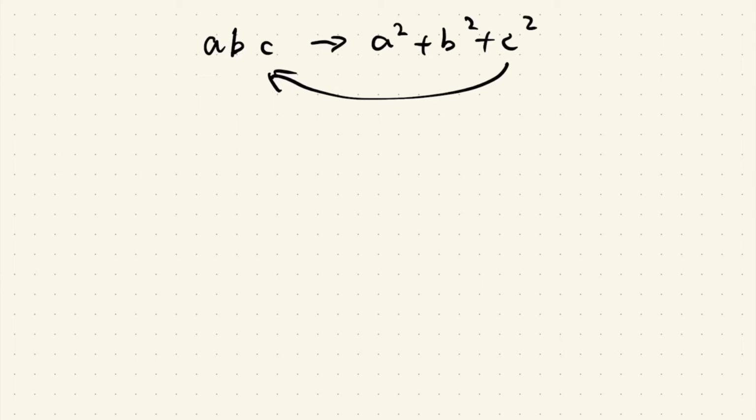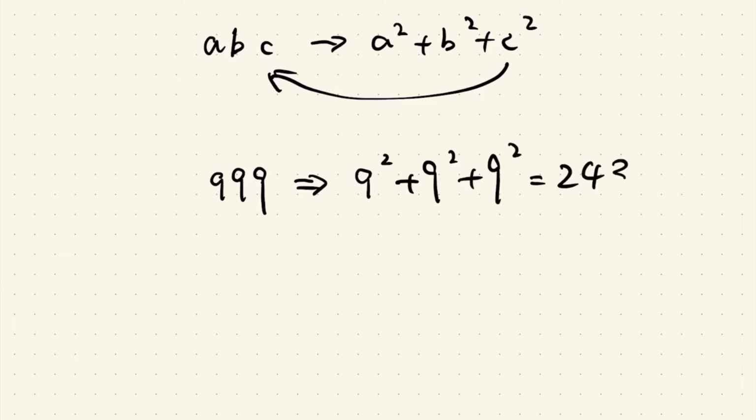Let's put an extreme case. Let's assume the start number is 999. The next will be 9 squared plus 9 squared plus 9 squared, which is equal to 243, which is much less than 999. If we try other numbers with even more 9s, we will get the same result. It will be even less than the start number.